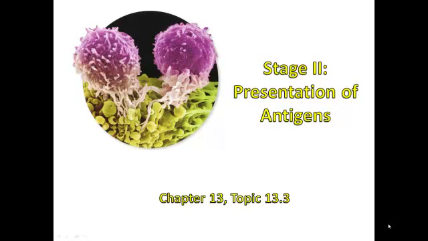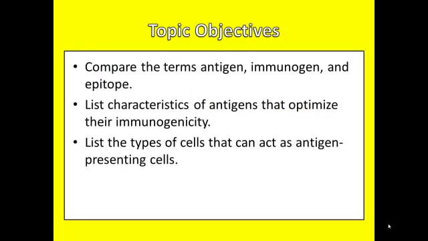Chapter 13, Topic 13.3, Stage 2, Presentation of Antigens. In this topic, the learning objectives are: compare the terms antigen, immunogen, and epitope, list the characteristics of antigens that optimize their immunogenicity, list the types of cells that can act as antigen-presenting cells.